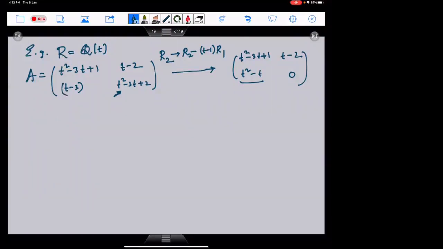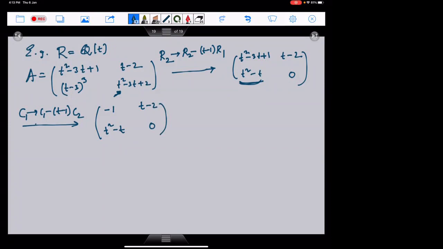Yeah, so there is a mistake here. Please correct it: t minus 1 whole cube. Then you get this one. Otherwise, there is a problem. Yeah, now this is fine. Now we apply column operations, C1 to C1 minus (T minus 1) C2. So the first column is now changed. It becomes minus 1, T square minus T, T minus 2, and 0.